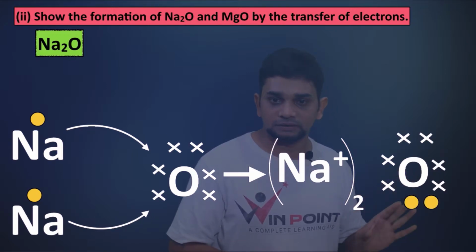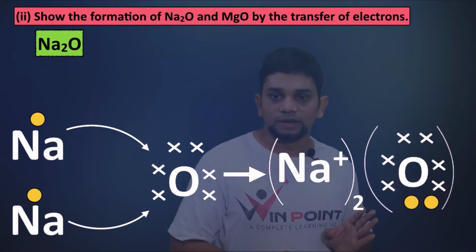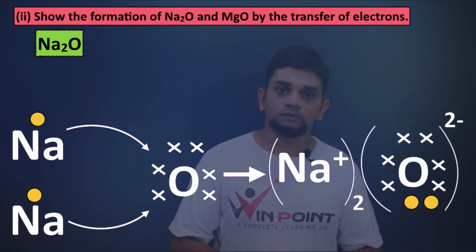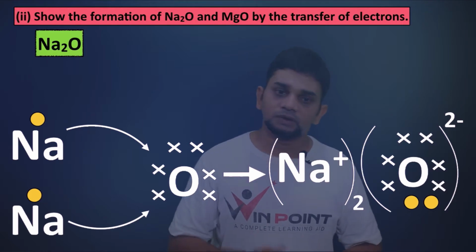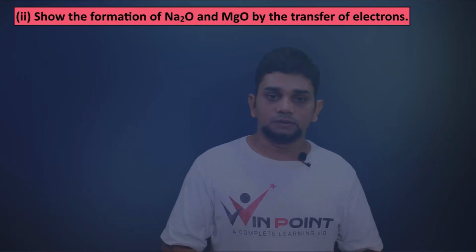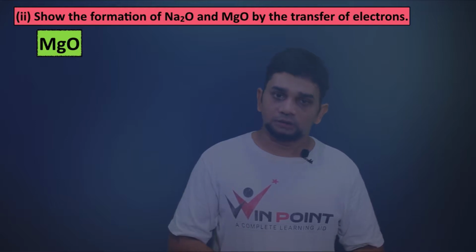Now octet is complete for both, and 2 minus. It is the dot structure of sodium oxide. You need to show the complete process in the exam. Now we can go for MgO, magnesium oxide.